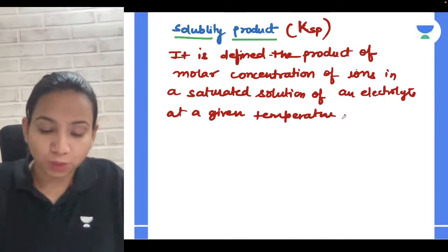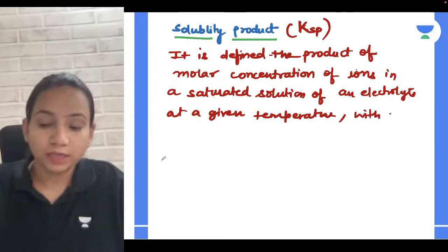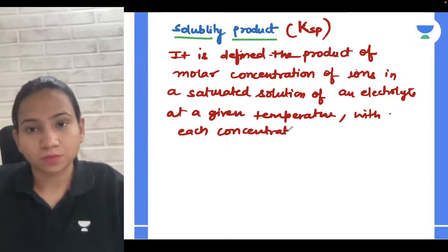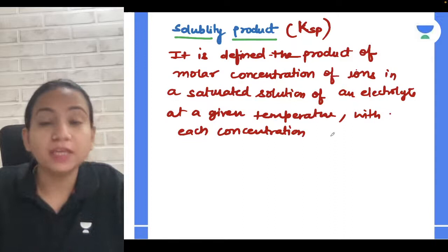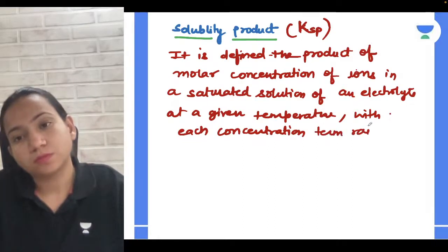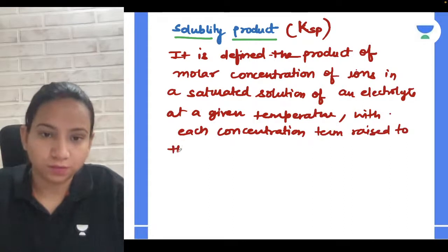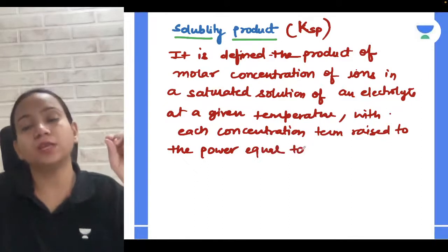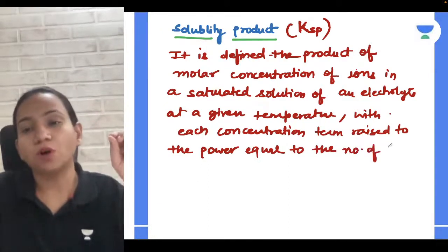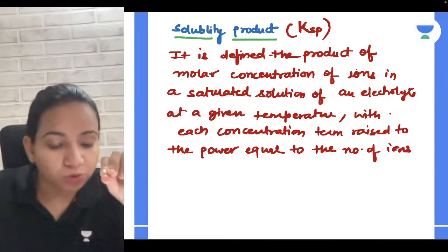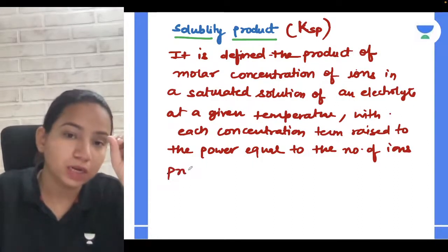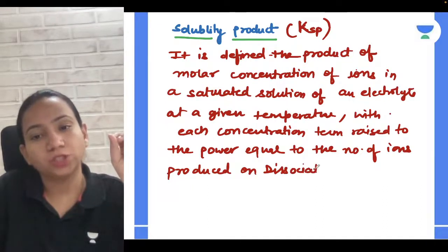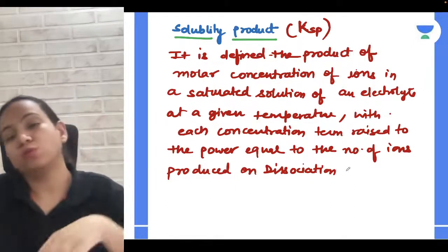Each concentration term is raised to the power equal to the number of ions produced on dissociation of 1 mole of electrolyte.